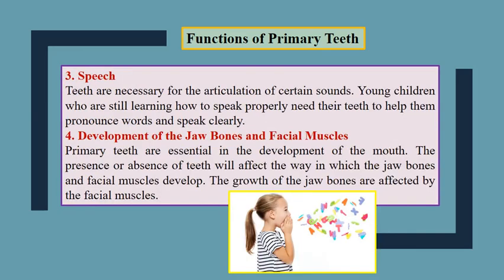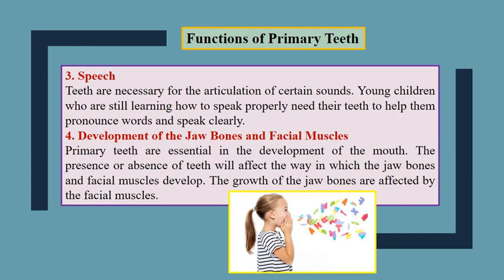النقطة الثالثة في functions of primary teeth هي speech. Teeth are necessary for articulation of certain sounds. Young children who are still learning how to speak properly need their teeth to help them pronounce words and speak. إذن وجود الأسنان له أهمية كبيرة في تعلم الطفل للكلام. عملية خروج الأحرف من الفم لها دور كبير بوجود هذه الأسنان اللبنية.